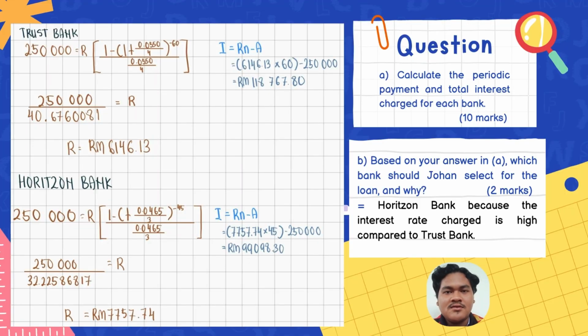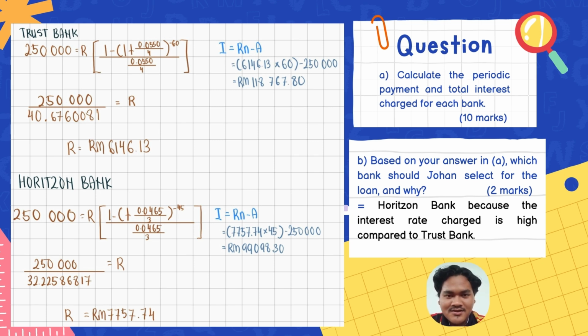215,000 equals R [1 minus (1 plus 0.0550 per 4) to the power negative 60] per 0.0550 per 4. Next one is 215,000 per 40.66760081 equals R. R equals 6,146 ringgit 30 cents.